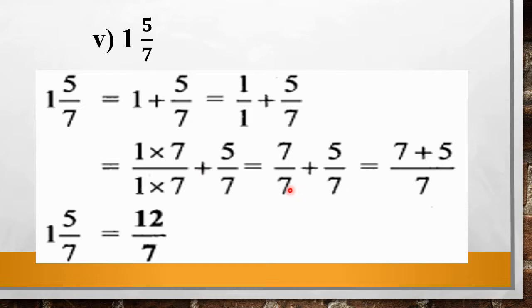Now our denominator is same. We can simply add the numerator over a common denominator. So 7 plus 5 upon 7, you will get 12 by 7. So 1 and 5 by 7 is equal to 12 by 7.